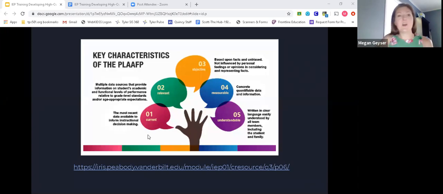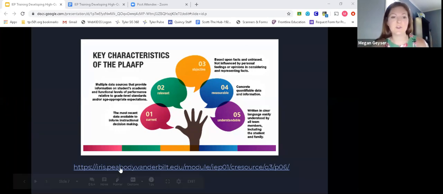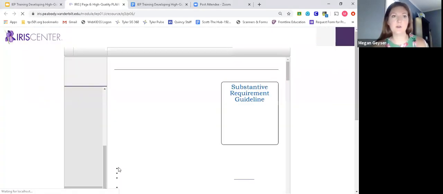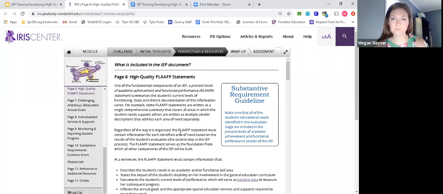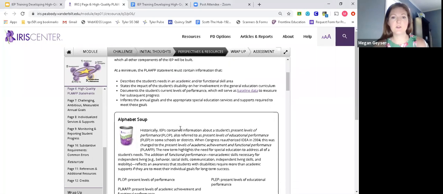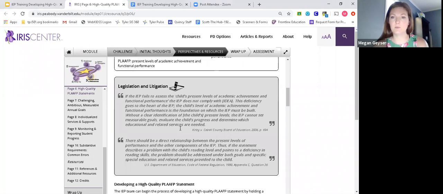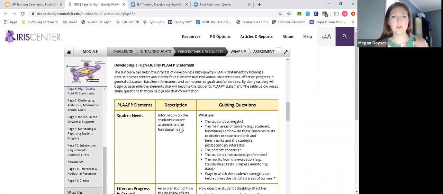And once you get to that website, you're going to see a chart that breaks down each of the necessary components for a high quality PLAAF. And then within that, it also has some guiding questions. So just in case not everybody can access it for whatever reason, I'm going to open it up on my computer. And you will see as you scroll down, here we are.